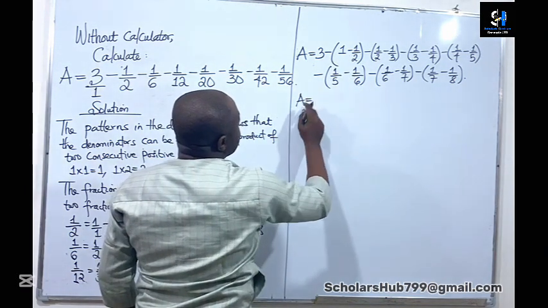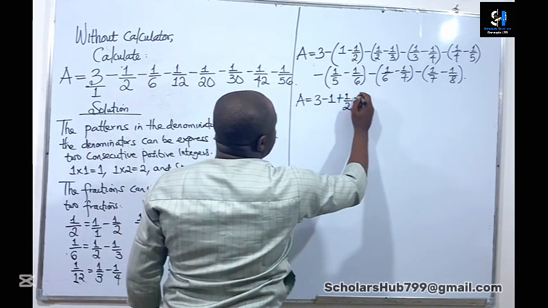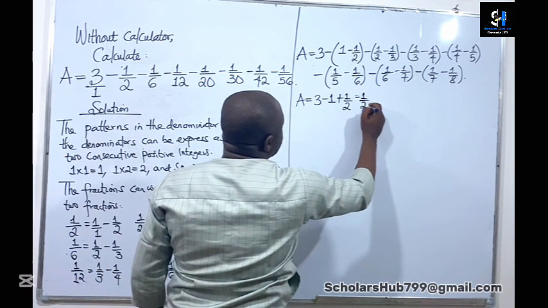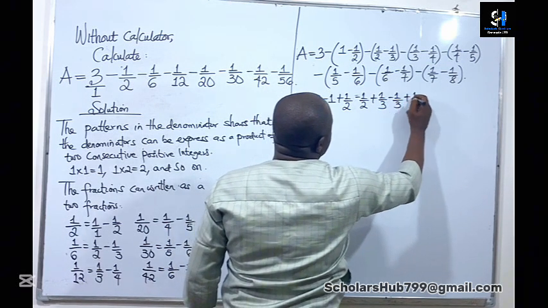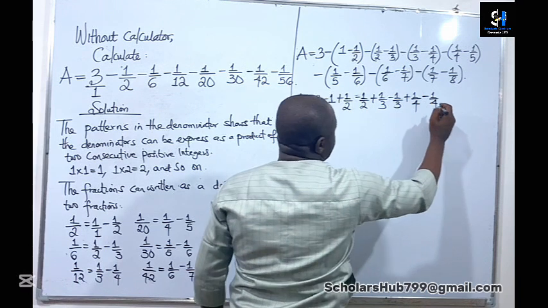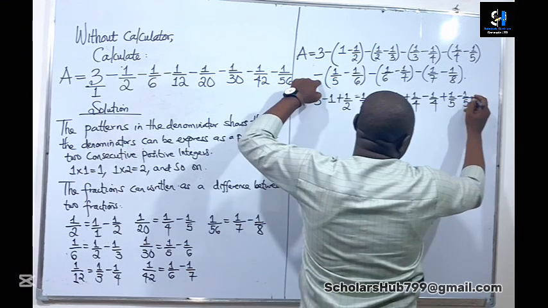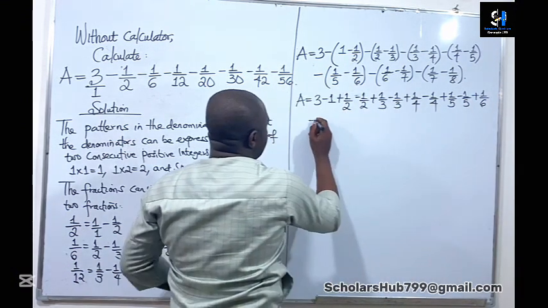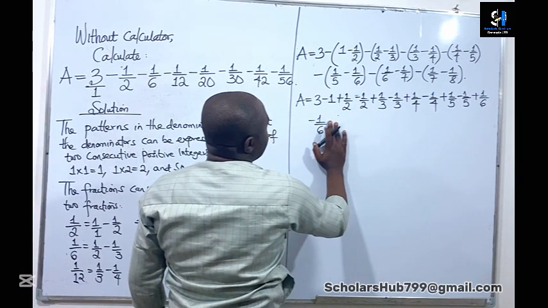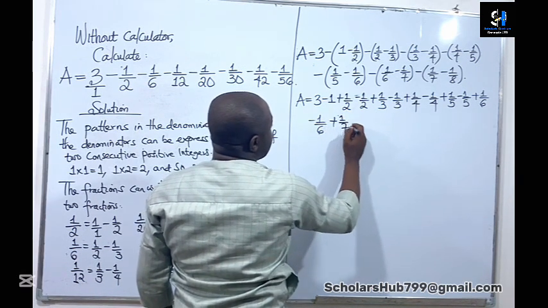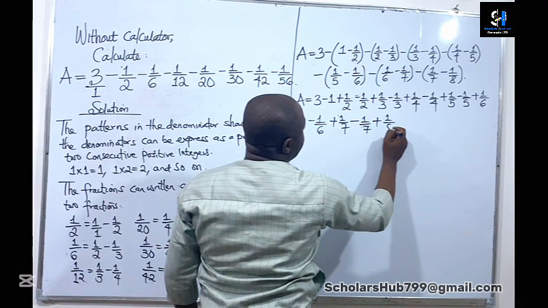So we're going to have A equals 3 minus 1, then plus 1 over 2 minus 1 over 2, plus 1 over 3 minus 1 over 3, plus 1 over 4 minus 1 over 4, plus 1 over 5 minus 1 over 5, then plus 1 over 6 minus 1 over 6, minus 1 over 6, then plus 1 over 7, then minus 1 over 7, then plus 1 over 8.